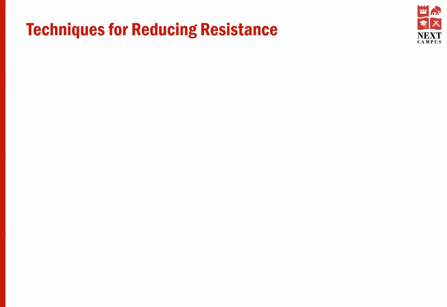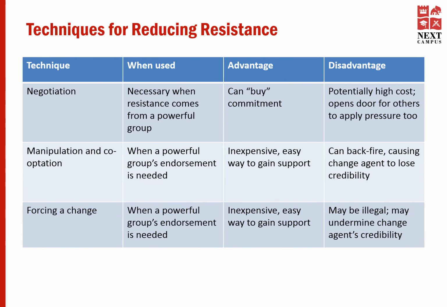Let's have a look at a few more techniques for reducing resistance. The fourth technique that we are discussing is negotiation. Negotiation is necessary when resistance comes from a powerful group. When negotiation is used, we can buy commitment. However, the disadvantages of negotiation are potentially high cost, and it opens doors for others to apply pressure too, because you get the other people involved.